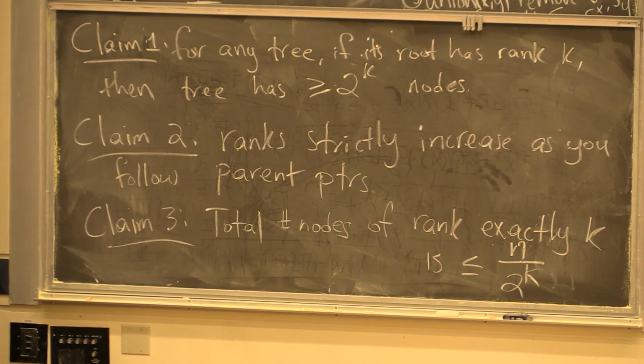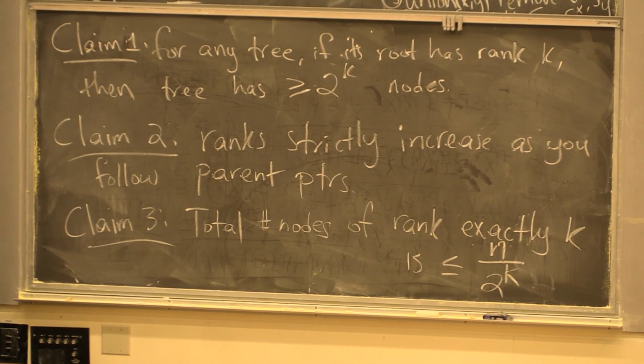And then the third thing is that I want to say that the total number of nodes of rank exactly k is bounded. Now, how do I prove this? Let's actually write down the proof of claim 3, because the proof of claim 3 requires a little bit more non-standard reasoning. Proof of claim 3.